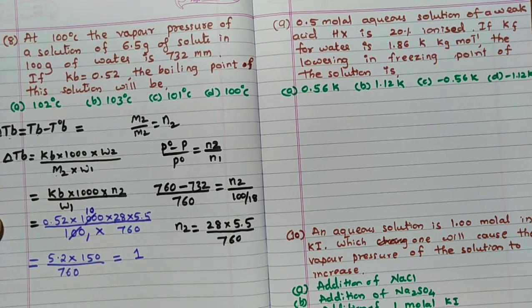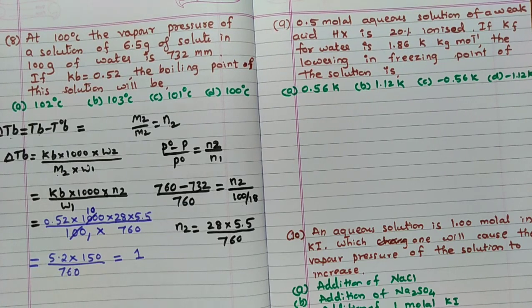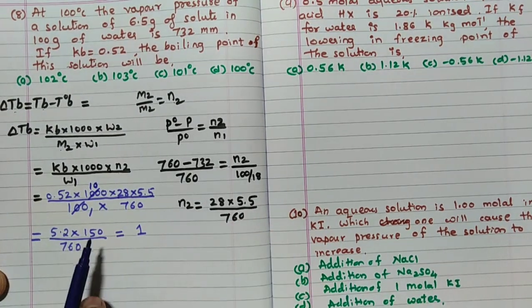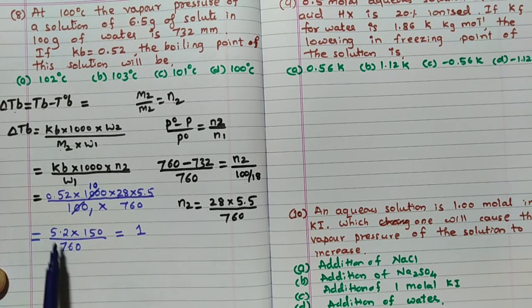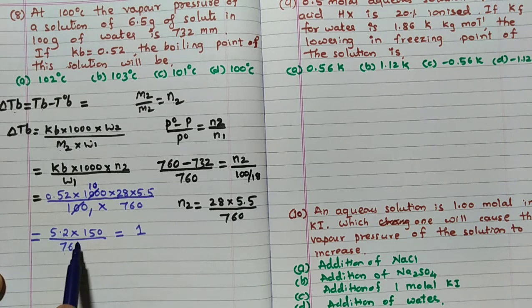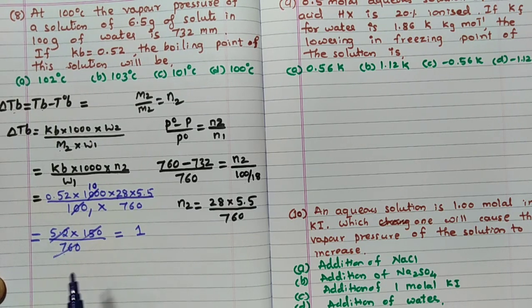This I can write it as 1. Hey sir, how you can take 1? See here, I will tell you. 150 into 5. 15 into 5 is how much? 75. Correct? 15 5 is 75. I will take it as 150 is there, so 750. 750 divided by 760, 0.2 is there. 760 by 760 get cancelled, is equal to 1.